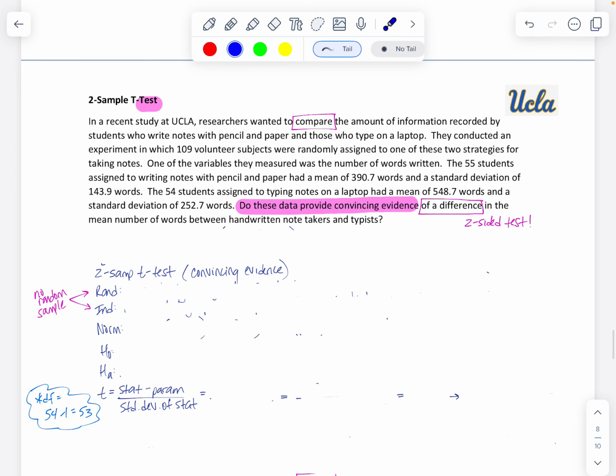Do we have evidence of a difference? And this does not lead me to believe that the laptop people take more notes or that the writing people take more notes. It doesn't say anything like that. It just says, is there a difference? That is our keyword that we're doing a two-sided test. That means that our alternate hypothesis will have a not equal sign between the mean number of words, blah, blah, blah. Okay, here we are given a bunch of stats.